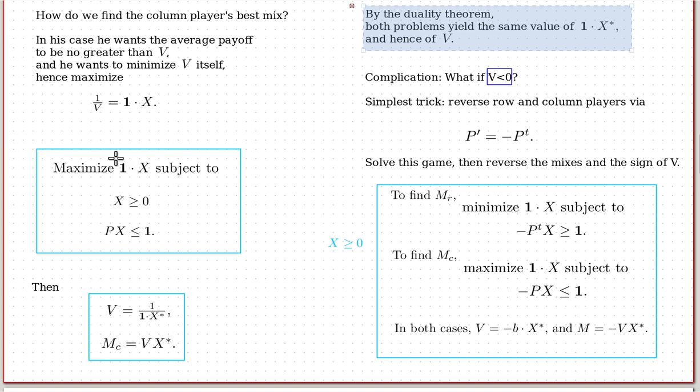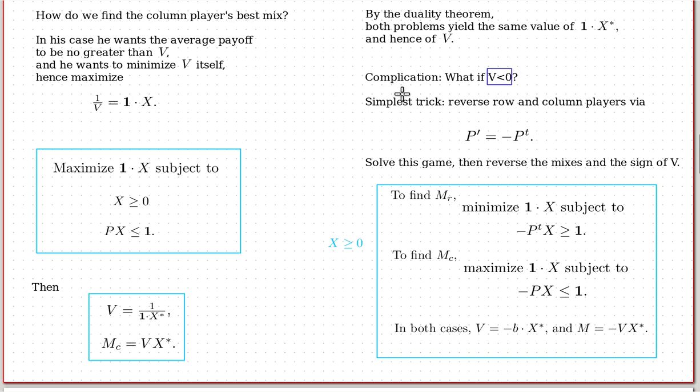problems will have the same solution for 1·x, right? So in both cases, with the optimal value of x star, the value of 1·x star will be the same, and since this quantity determines the value of v, that means the value of v will also be the same. So whether you look at the game from the point of view of the row player or from the point of view of the column player, you get the same result. You get the same theoretical average payoff under optimal play.